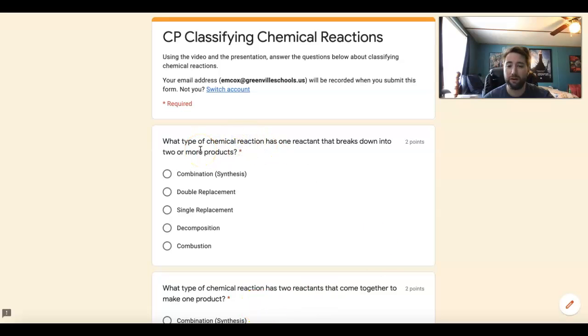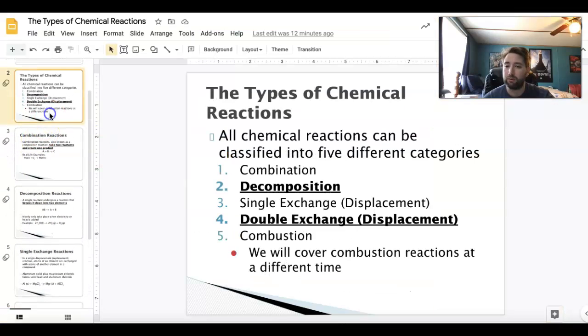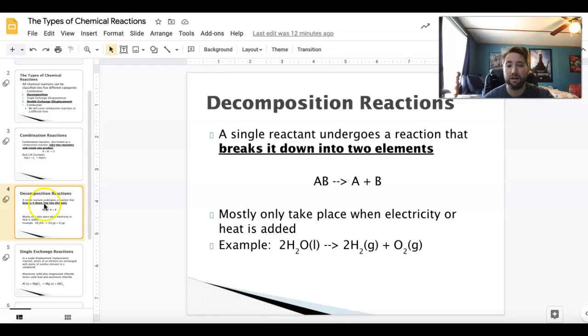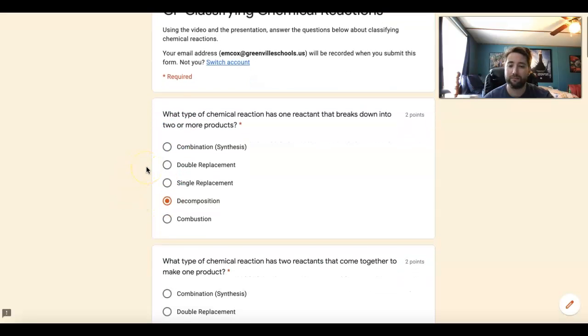It says, what type of chemical reaction has one reactant that breaks down into two or more products? If you look back at the PowerPoint from today, and you scroll through, takes two reactants, creates one product, that is combination or synthesis. Decomposition is a reaction that breaks it down into two or more products. Those are the key words here. That's definitely going to be decomposition.